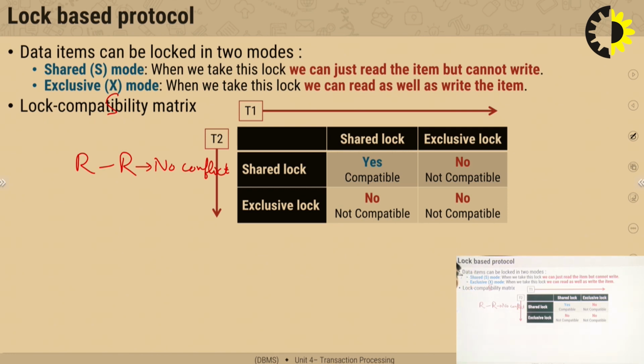So since no conflict is occurring, both of the modes are compatible and the permission is given by the lock manager. Now the second case is when there is an exclusive lock on a particular data item by transaction T1, and transaction T2 wants a shared lock on that. So should we allow transaction T2 to have the shared lock to read the value?